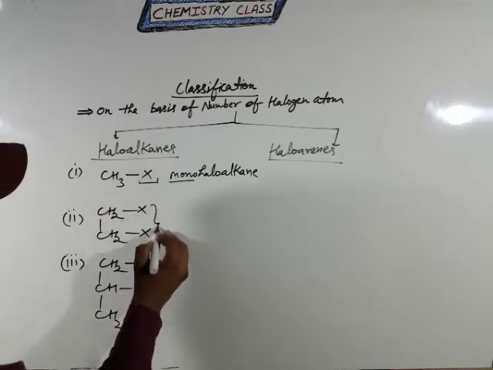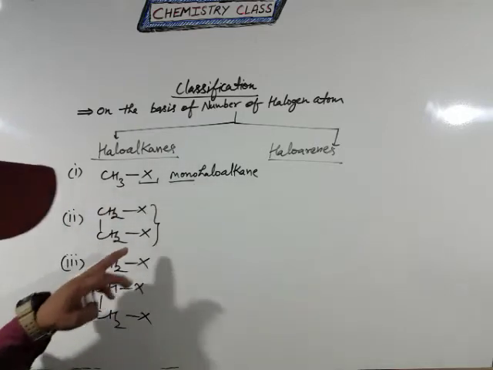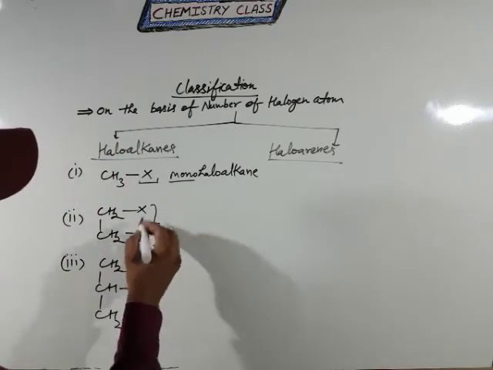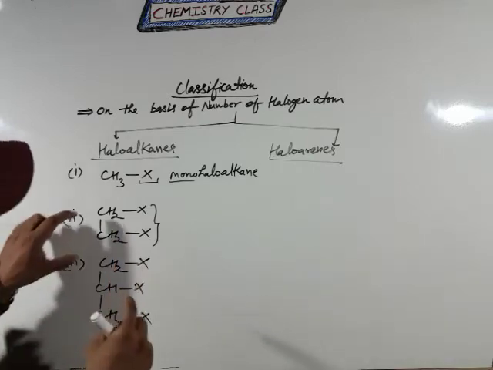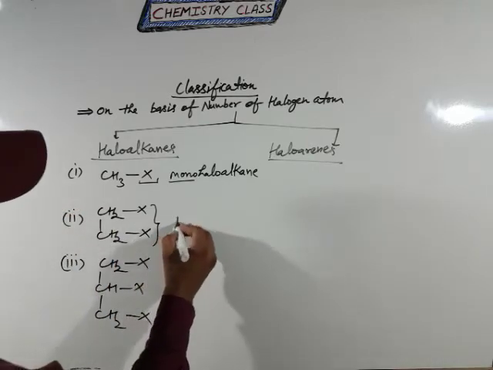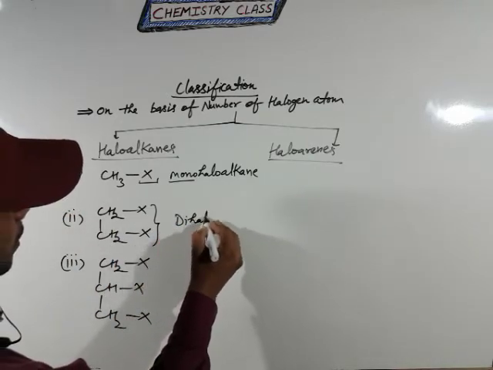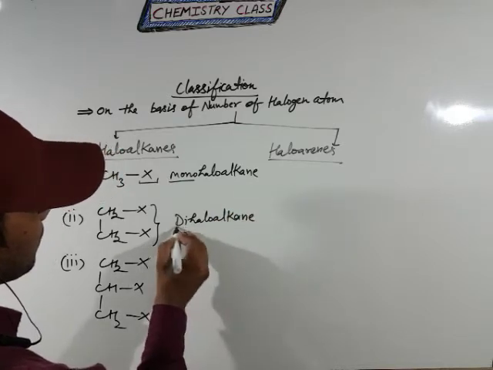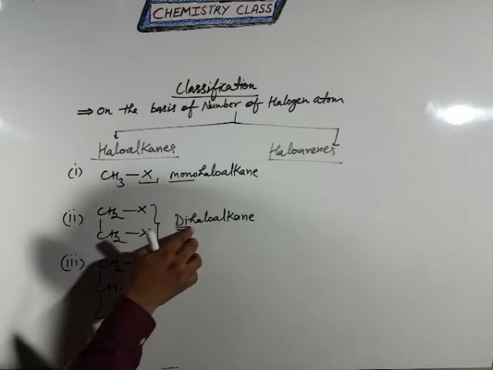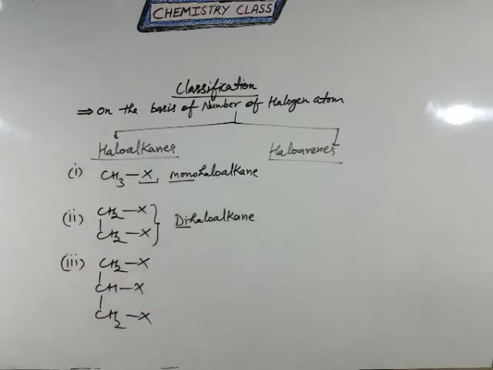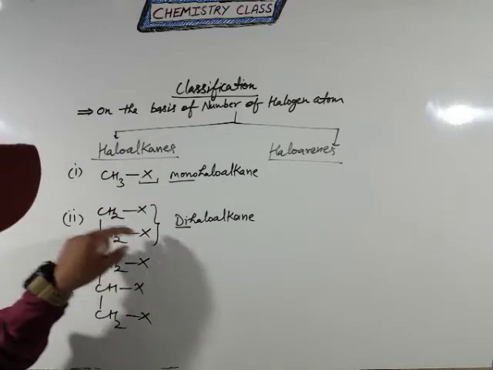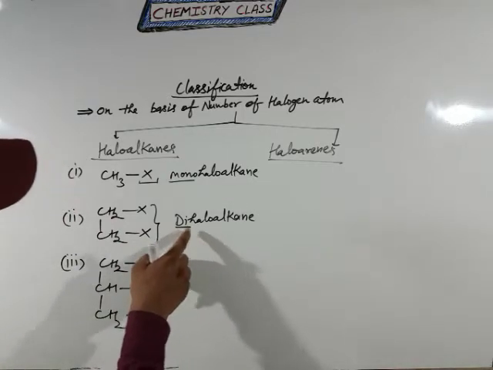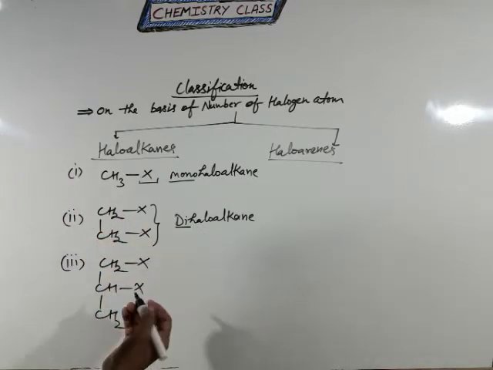If you see the second structure, students, in this case two halogen atoms are attached to the carbon atom. So that's why the name is dihaloalkane. The name is dihaloalkanes. In this case, two halogen atoms are attached to carbon, that's why the name is dihaloalkanes. This is also a derivative of haloalkanes.